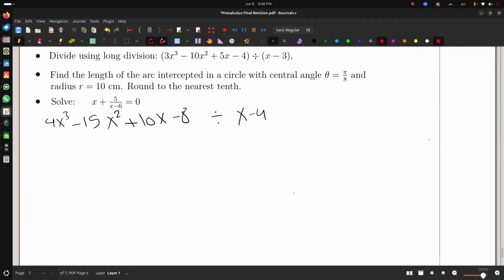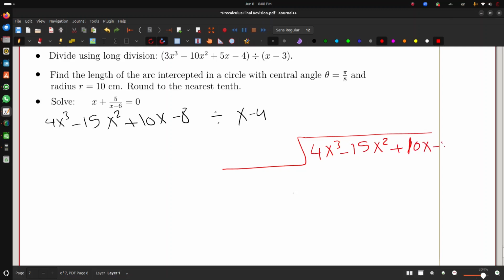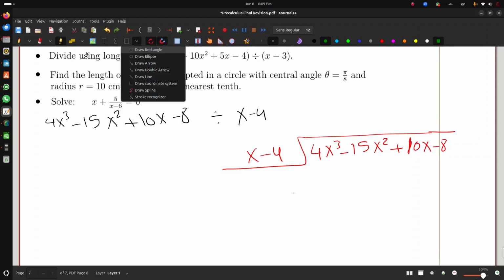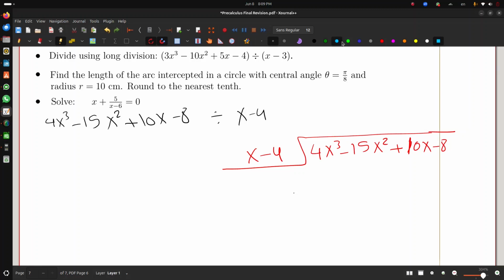Okay, this is long division, so we will do it like this. This is 4x power 3 minus 15x power 2 plus 10x minus 8, and this one is x minus 4. It's the same steps, same algorithms, but you need to repeat it till you finish all of this expression. We will start with the leading term here, which is 4x power 3, with the leading term here, which is x.